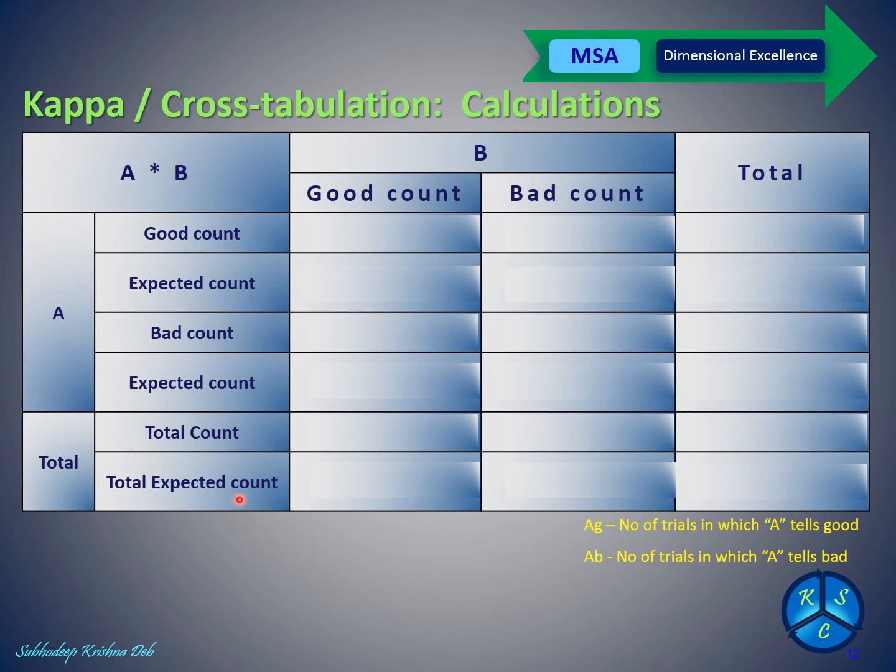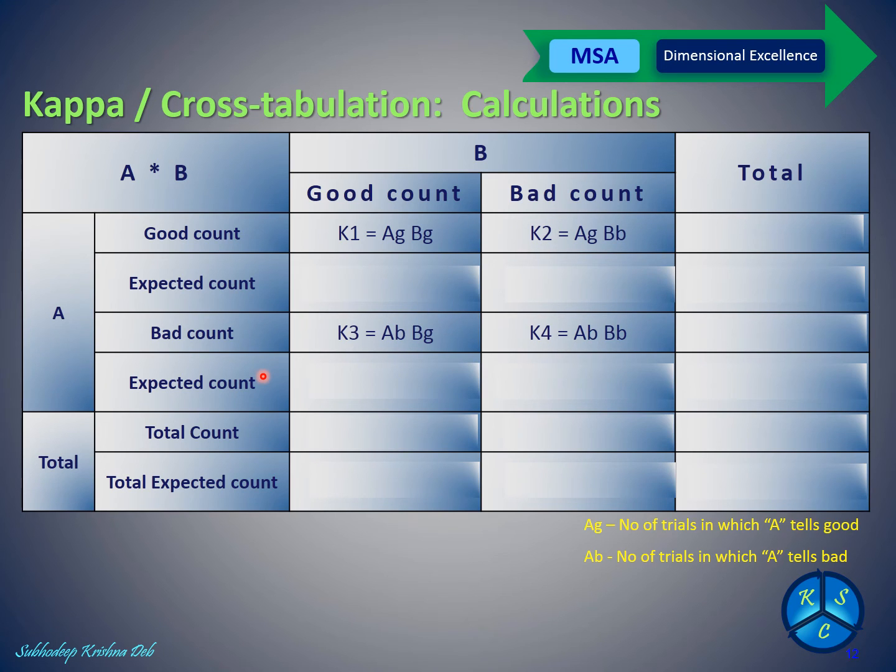Now for CAPA, this kind of table we have to design. This shows a table for A and B, wherein this is A, the good count, the bad count. For B, the good count, the bad count. This is the total, this is the total. Then we will calculate the expected count. Let's go step by step.